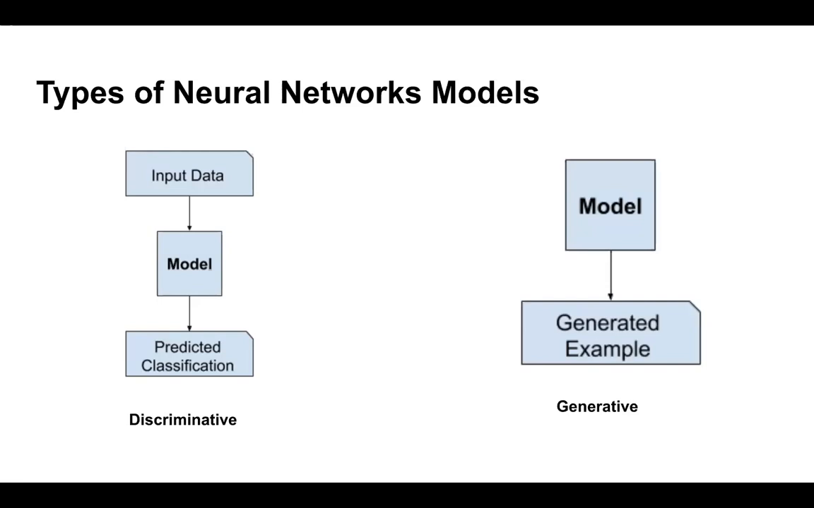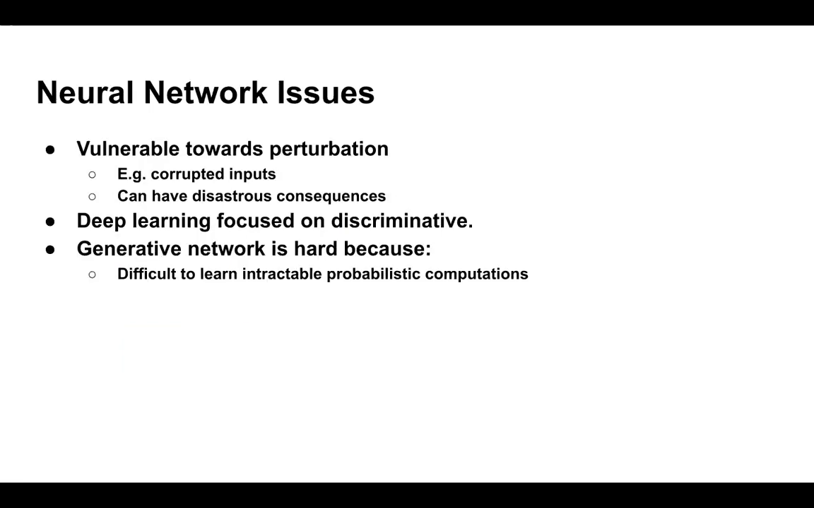The thing that is more interesting is generative, which still receives a lot less attention compared to the discriminative networks today. But basically, given a model, you want to generate certain examples, and these examples have to follow certain distributions that you like. Why is it important? You'll see later.